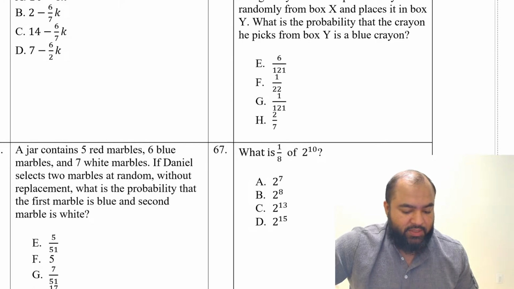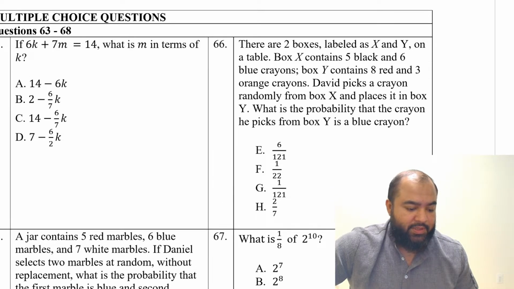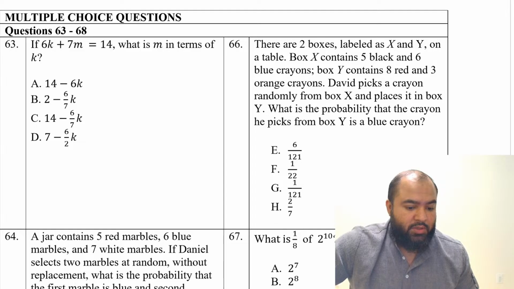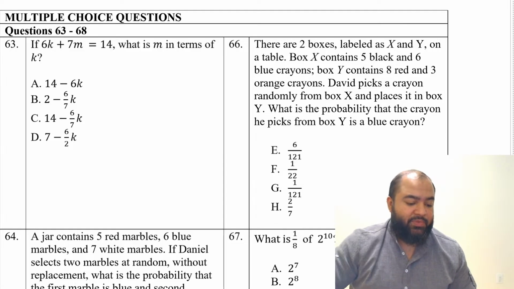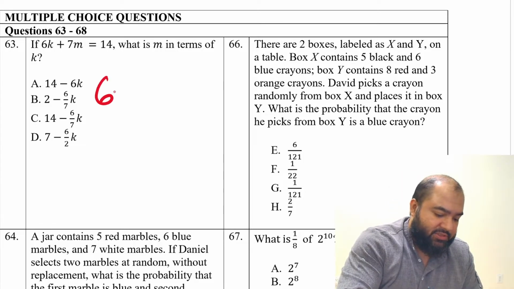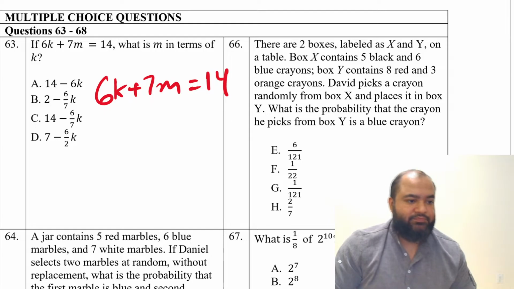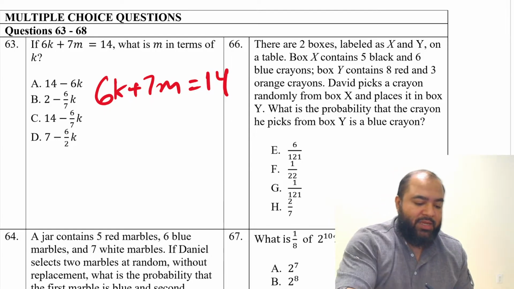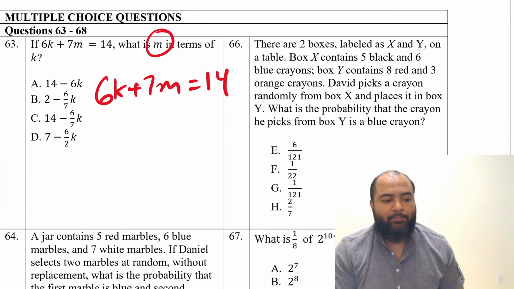Okay, 63. Here it is. Okay, try 63. It says, what is M in terms of K? Okay, so this is the equation. 6K plus 7M is equal to 14. Now, what is m? So mainly the point is you solve for m.